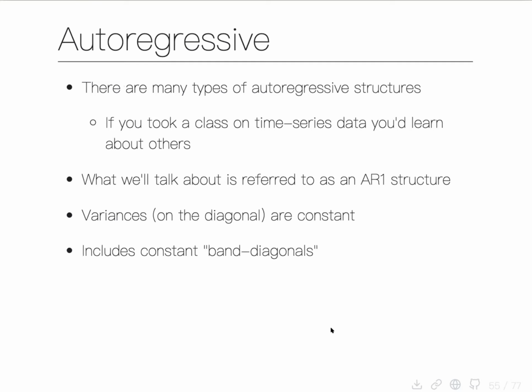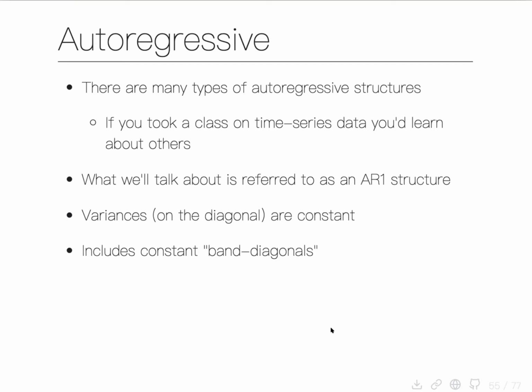What is interesting about this is it includes one variance that is estimated as the diagonal, and then it has these band constants. Theoretically, let's say time point 1 and time point 2 should be pretty highly correlated, right? Or at least they should have a higher correlation than time point 1 and time point 3, which should have a higher correlation than time point 1 and time point 4. And that's what an autoregressive structure is.